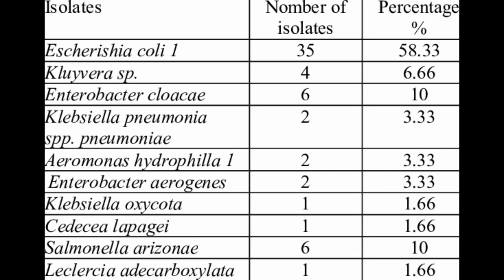Then we have the MacConkey sorbitol agar or SMAC. It differentiates E. coli O157:H7, which does not ferment sorbitol, from other E. coli strains, which ferment sorbitol. Then we have the CHROMagar Salmonella, where Salmonella species produce mauve colored colonies.